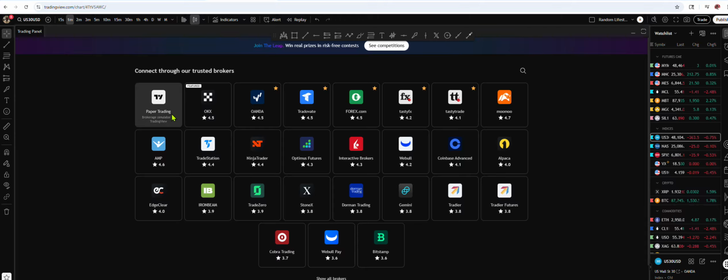Over here, you have a paper trader account. So you can open a paper trader account so you can practice on your paper trading, just practice to get a little experience with the chart.